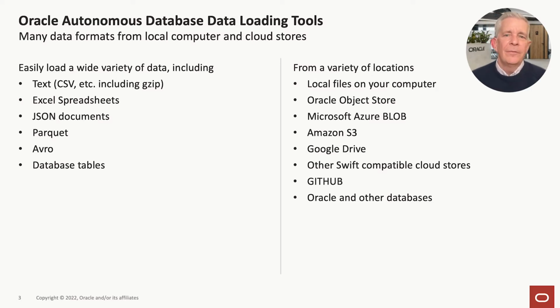And these can come from a variety of locations. Local files on your computer, cloud storage, Oracle, of course, Microsoft, Amazon, Google, any other Swift compatible cloud store can be used. You can even load data directly from GitHub. When loading data from database tables, you can copy data from Oracle and even other vendors' databases.